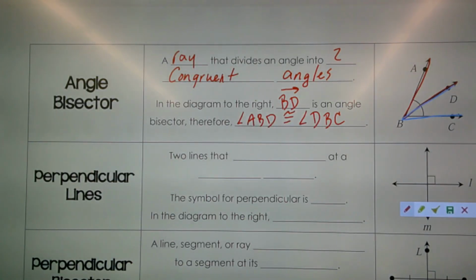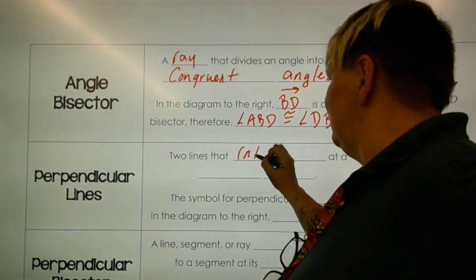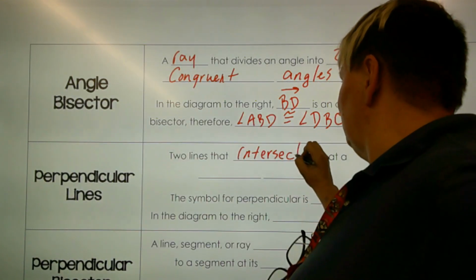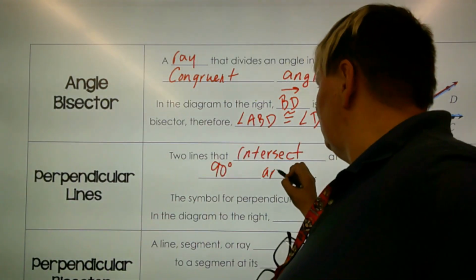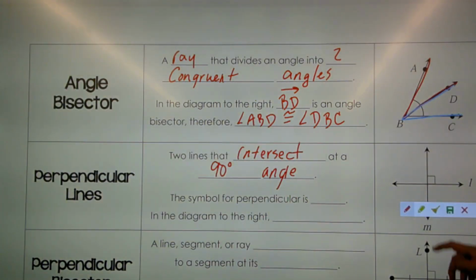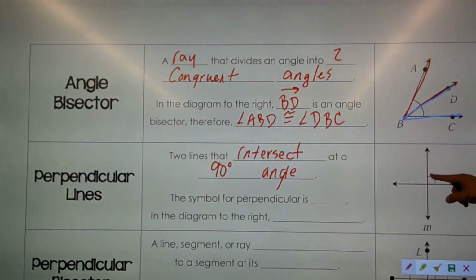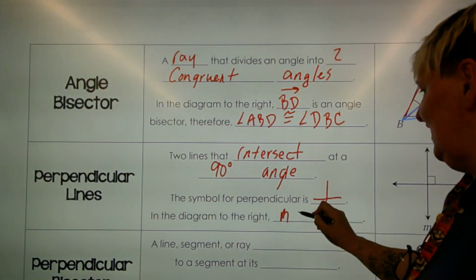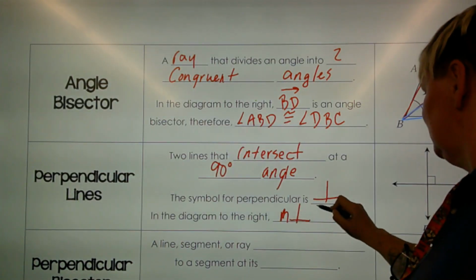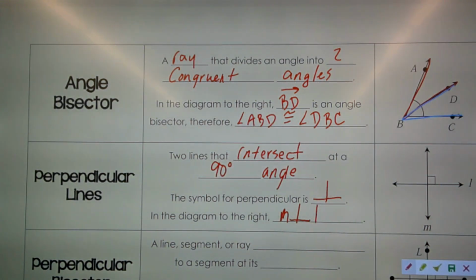Perpendicular lines. Two lines that intersect at a 90-degree angle. Right? This is what we're talking about. They create that right angle. The symbol for perpendicular is an upside down capital T. So, in the diagram to the right, line M is perpendicular to line L. That's what perpendicular means.